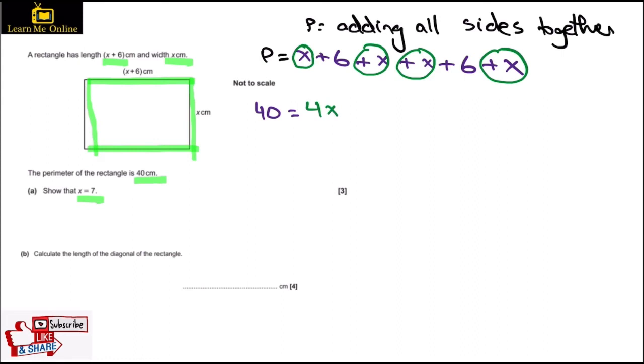Where we have got the other number is a plus 6 and plus 6. That would make a 12. Rearrange to find out what the x value is. You're going to get 40 equals to 4x plus 12.